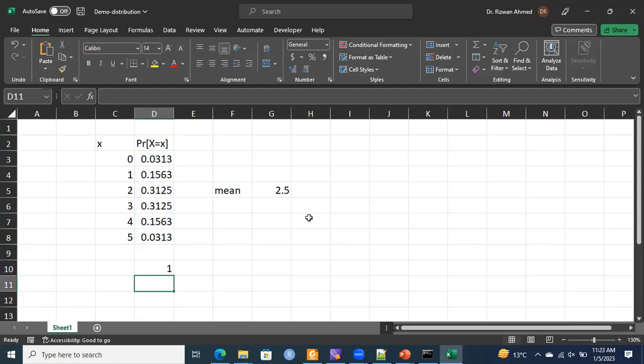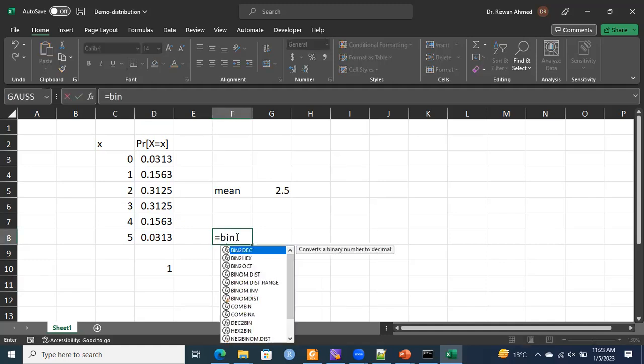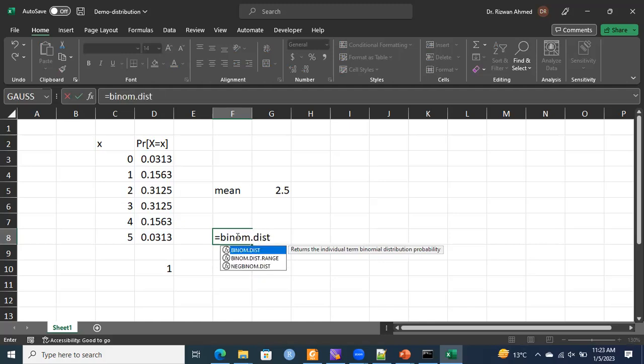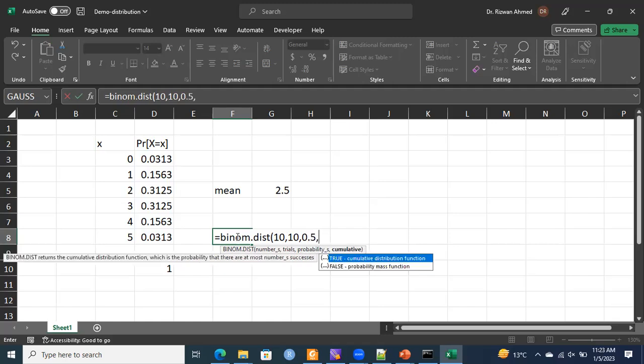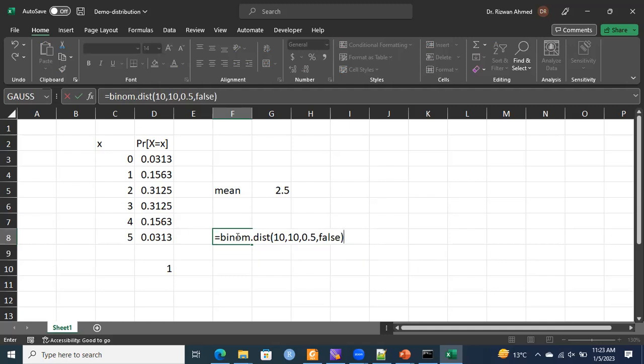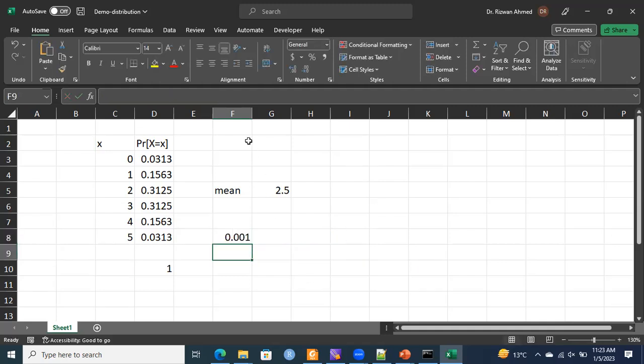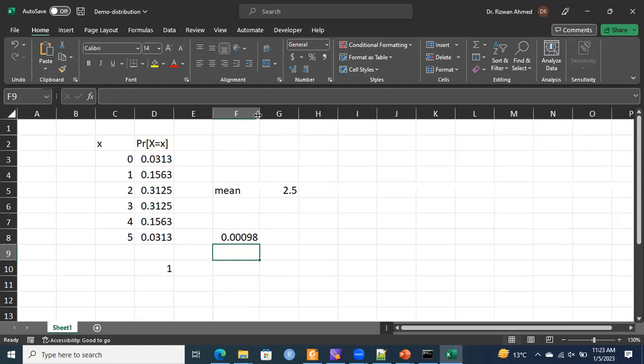Now I do some tests. For example, if I compute the binomial distribution probability for 10 heads in 10 trials, with the probability of head 0.5, I say false. So let's see this number. It is 0.001, right? So something that you can say is significant.